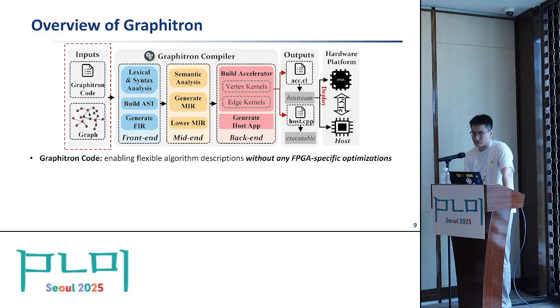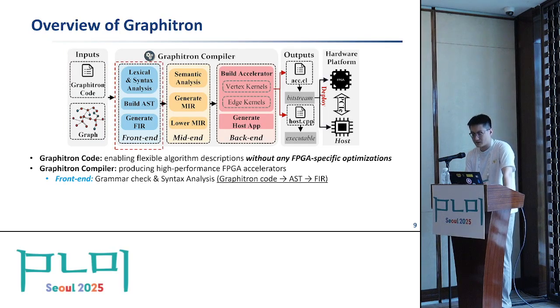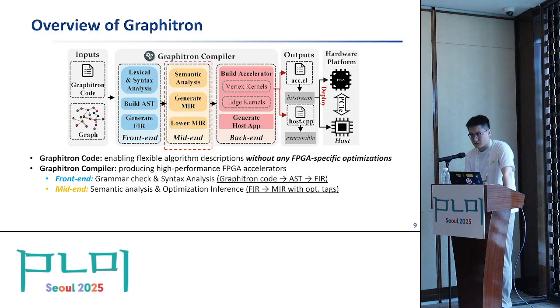During programming, users do not need to specify any FPGA-based optimization. Then the compiler of Graphitron produces HLS-based FPGA accelerators. The front end ensures the code correctness by grammar checks and resolving ambiguous issues encountered in many FPGA-based graph processing frameworks. Subsequently, the middle end conducts semantic analysis and infers suitable hardware optimizations, annotating these optimizations as text in the intermediate representation. In the backend, Graphitron integrates this optimization on the accelerator kernels to generate graph processing accelerators.